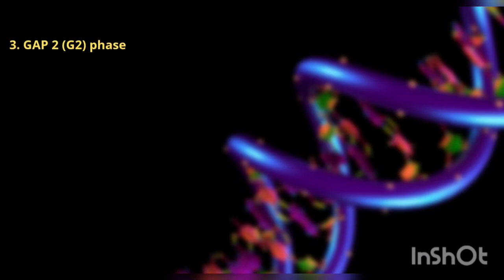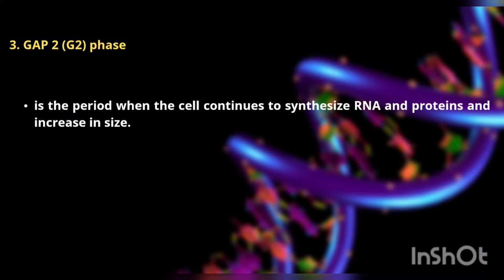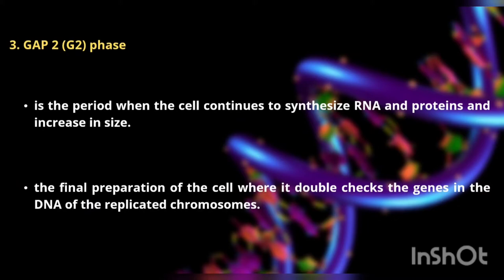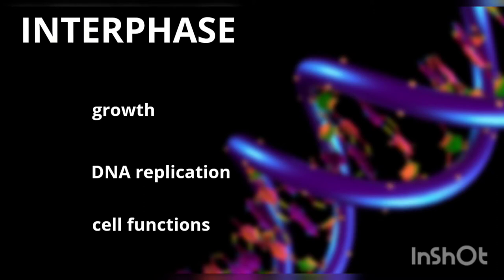Next we have GAP2 or G2 phase. It's the period when the cell continues to synthesize RNA and proteins and increase in size. The final preparation of the cell where it double checks the genes in the DNA of the replicated chromosomes. So the interphase mainly involves the growth of the cell, DNA replication, and cell functions.